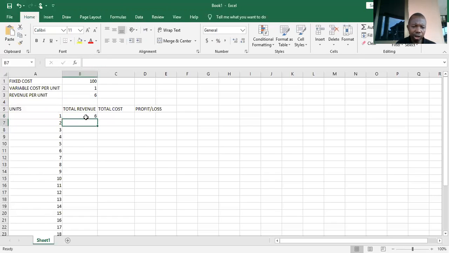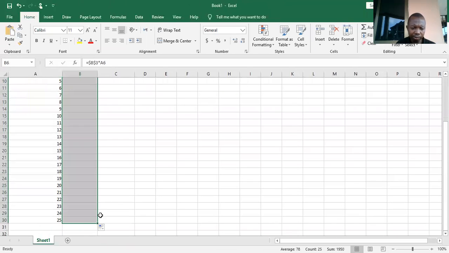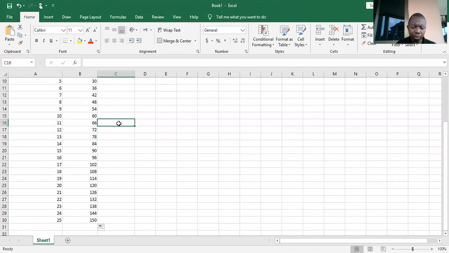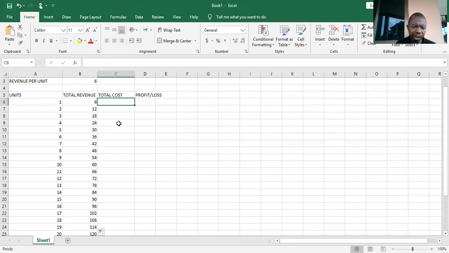So when you finish, you accept this. Then you point the cursor at the bottom here. You see when the cursor turns to this type of cross, right? It's different from when it is in the middle. When you get this type of cross, you have to drag it up to the 25th unit. Okay, we've calculated the total revenue for all the unit levels.